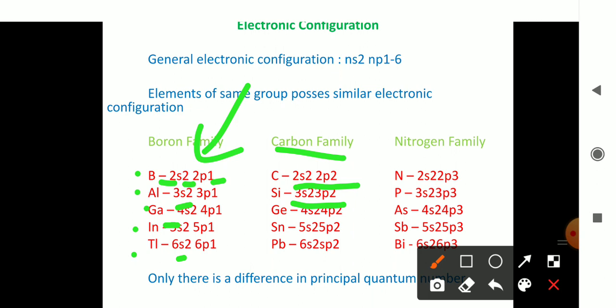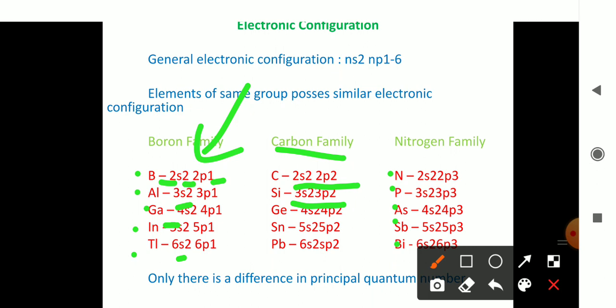The nitrogen family is also given. The elements of the nitrogen family are nitrogen, phosphorus, arsenic, antimony, and bismuth. Here what is the electronic configuration of nitrogen? Outer electronic configuration is 2s2 2p3. Then successively we can write. For phosphorus it will be 3s2 3p3. Then for arsenic it is 4s2 4p3. For antimony it is 5s2 5p3, and for bismuth it is 6s2 6p3. Is it clear, students? Do you have any doubt? I think you may not have any doubt.